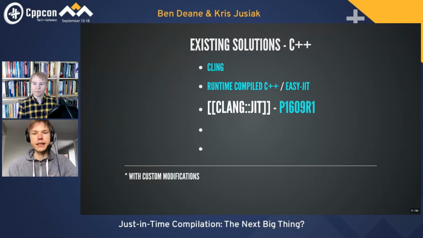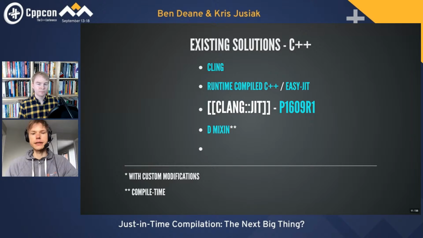The one which we'll cover here the most is the Clang JIT version of Clang, which is the P1609 version 1 with our custom modifications to it, which we'll take a look into in more detail. There are also solutions which are more compile time as well, of which demixing is one, which we'll briefly take a look at. But yeah, there are other solutions as well which we won't cover here.